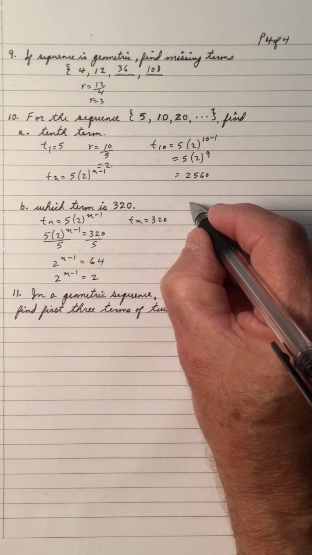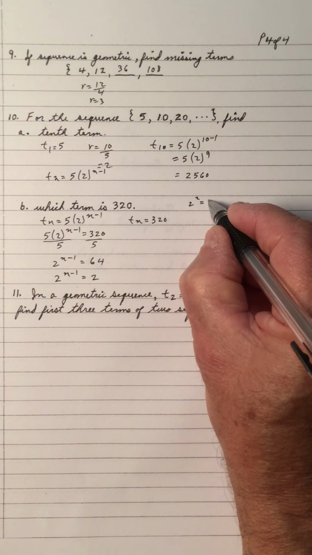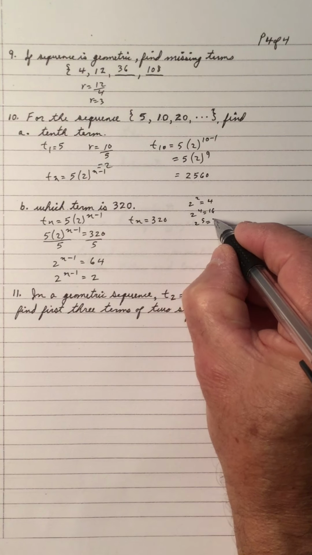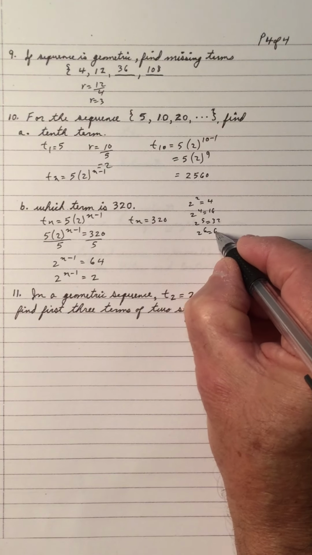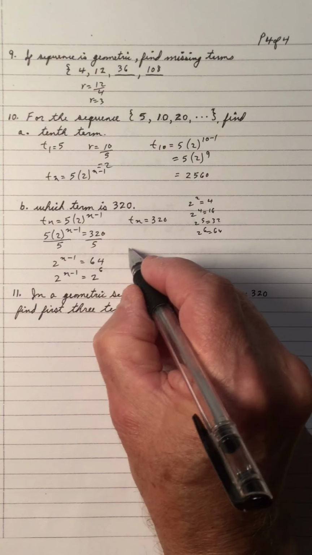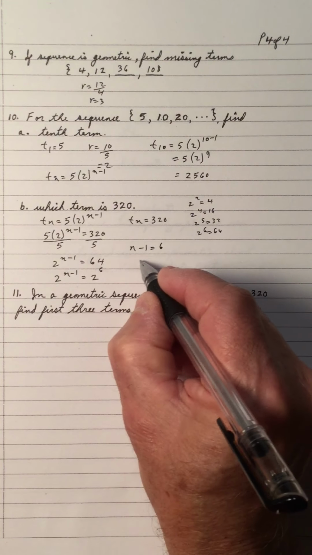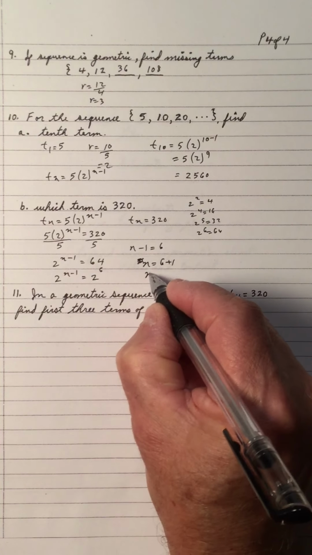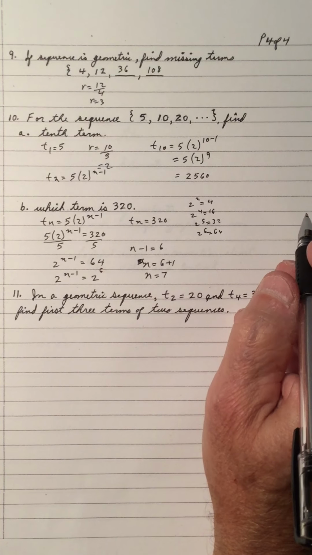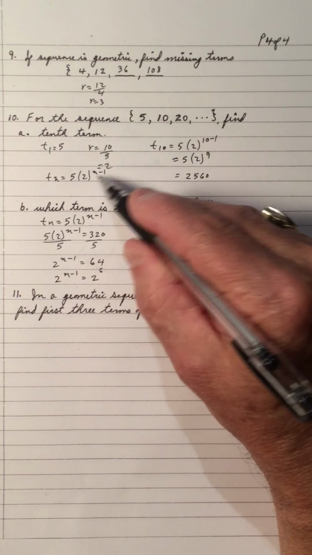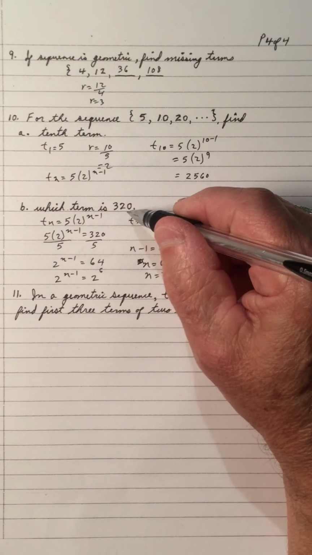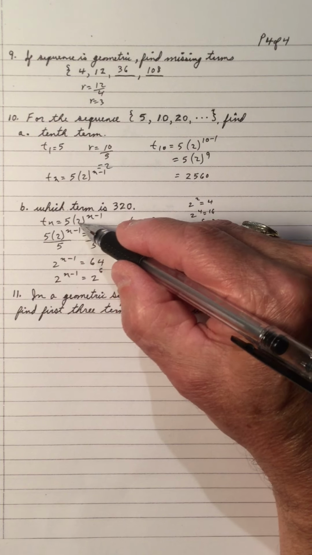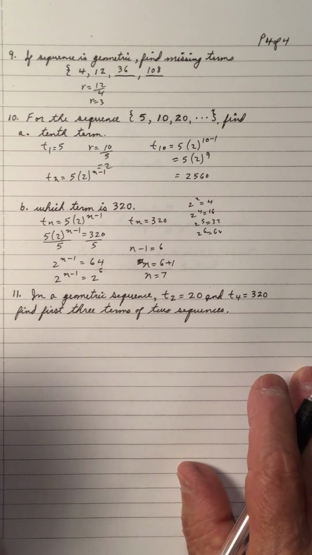So if you think about it, 2 squared is 4, 2 to the 4 is 16, 2 to the 5 is 32, and 2 to the 6 is 64. So that's a 6. So that means n minus 1 equals 6. That means n equals 6 plus 1. N is 7. And if you put 7 back in the equation and work it out, you'll get a 6. 5 times 2^6 gives you 320.